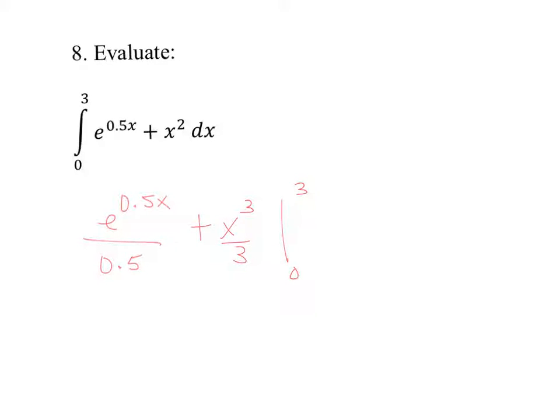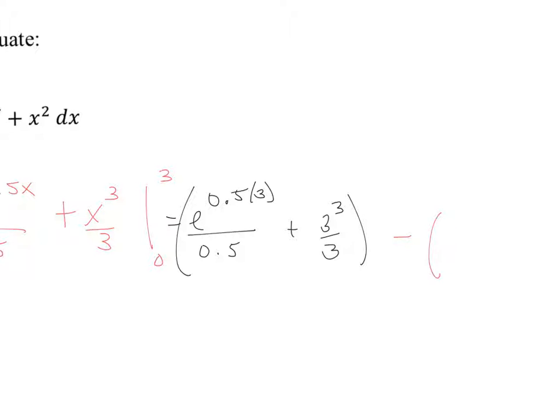Okay, so now I'm just going to plug in upper minus lower. I'm also going to try to keep this in terms of e, just because that's what the directions said at the start of this whole section. So I'm going to plug this in, and I will get e to the 0.5 times 3 over 0.5 plus 3 cubed over 3, minus e to the 0.5 times 0 over 0.5 plus 0 cubed over 3.